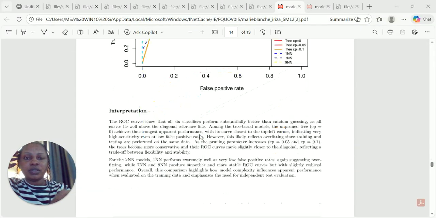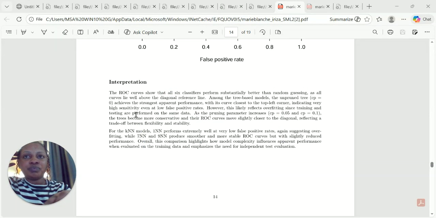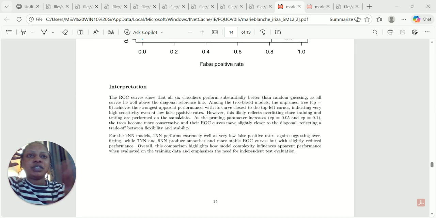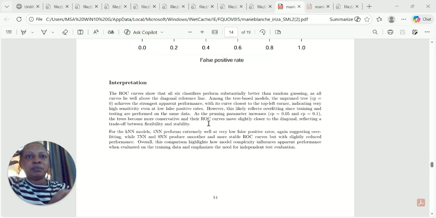The comparative ROC curves show that among the tree-based models, the unpruned tree achieves the strongest apparent performance, with its curve closest to the top left corner, indicating very high sensitivity even at a low false positive rate. However, this is likely to reflect overfitting since training and testing are performed on the same data.